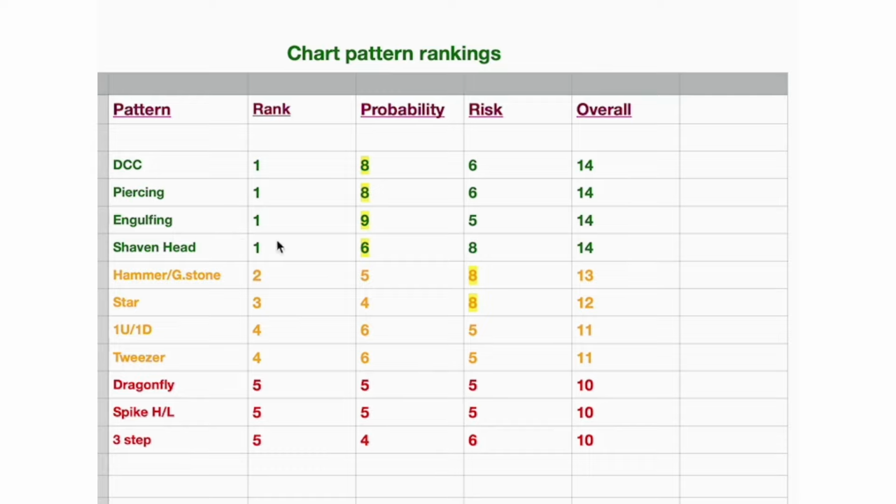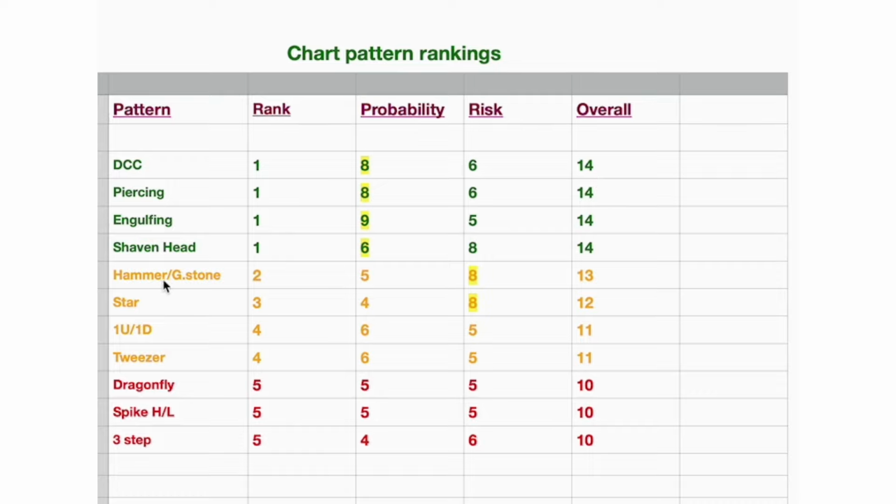And the shaven head, the probability is quite low, but the risk is really good. So we get an 8 ranking on the risk, but only a 6 on probability. But if you add the two together, you get a 14. So it's as simple as that. I've ranked them according to these overall numbers. Dark cloud cover, piercing patterns, engulfing patterns, and shaven heads are all ranked number 1. Those are my top 4 candle patterns, and they all have the highest overall ranking.